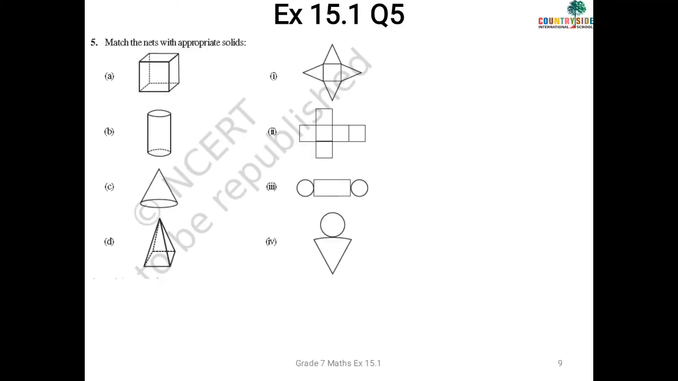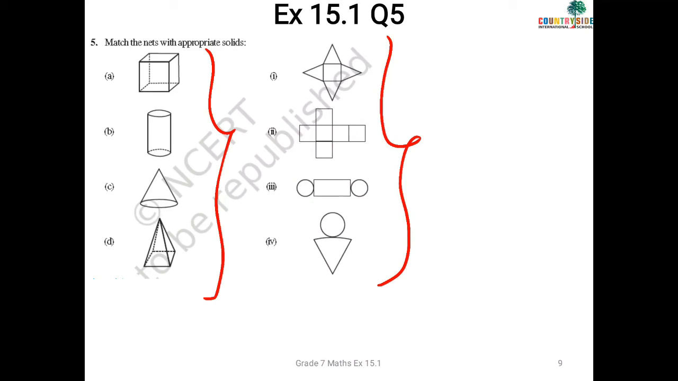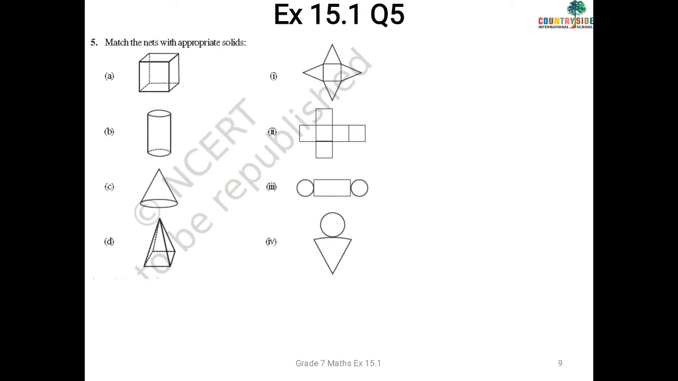So scholars, now let's solve the last question from this exercise 15.1, that is question number 5. And in this you just have to match the following. So here the solid shapes are given to you, and here the different nets are given to you, and you have to identify which shape has which net. Okay, so it is very easy.